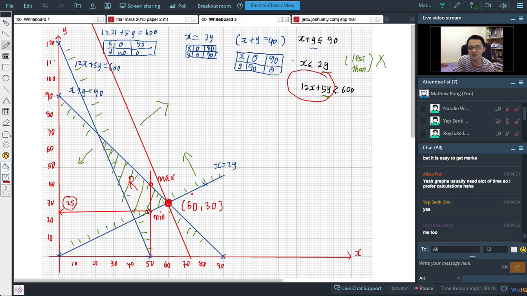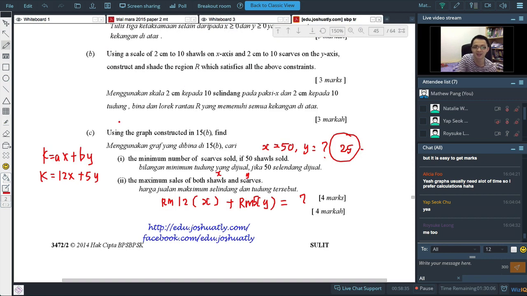If this one is 60, 30, then you just substitute in and you can get your final answer. So my x is 60, my y is 30. Then I can get my final answer. 12 times 60 plus 5 times 30 is 870. This is your maximum sales. Alright. The graph usually needs a lot of time, so I prefer calculation. It will need some time for drawing the graph.